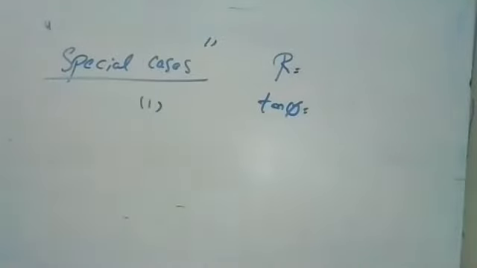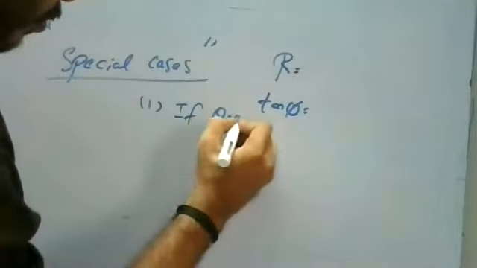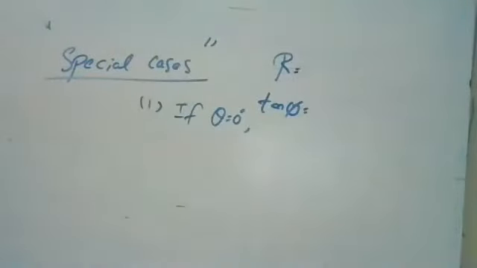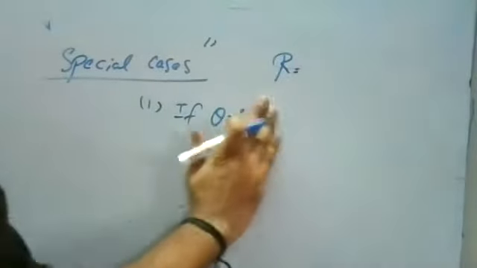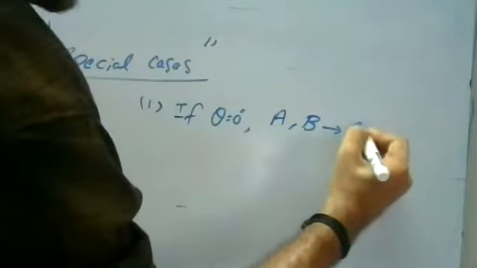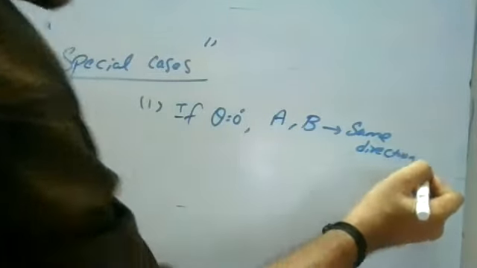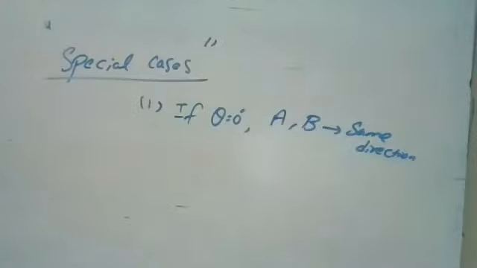First point, if theta is equal to 0 degrees, look carefully. If theta between A and B is 0 degrees, A and B vectors are both traveling along the straight line, in the same direction. So A and B in same direction. Okay, if theta is equal to 0 degrees, A and B in same direction.